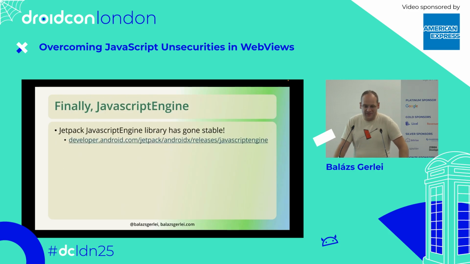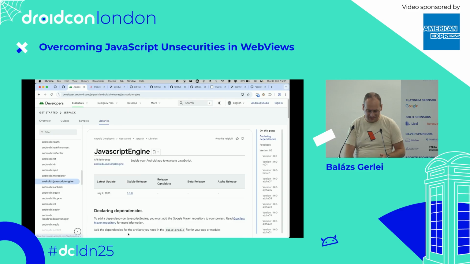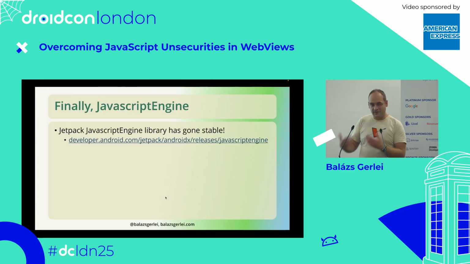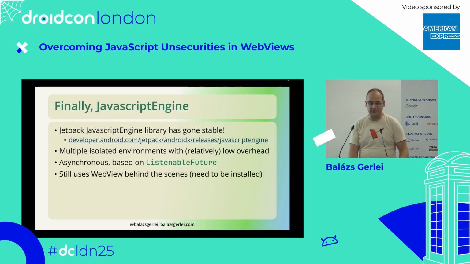I'm really happy about this, because last year I showed you that it's in beta or alpha, I don't remember, for so long, but it's actually very recently released. If you check, this summer, Google released the 1.0 version of this. So now if you want to evaluate or execute JavaScript when you don't need to display anything, you can use this library, and it finally provides multiple isolated environments with relatively low overhead. So the different JavaScript runs cannot know about each other or the application. The API is also very nice. It's asynchronous based on listenable futures, so it can be integrated very nicely with coroutines.